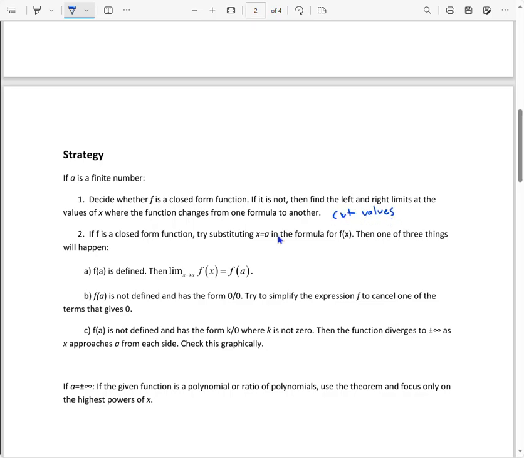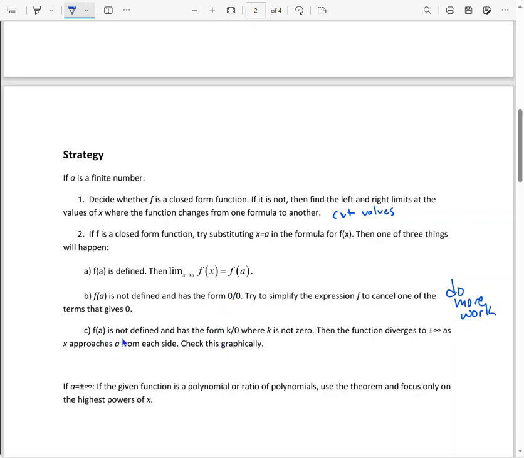If f is a closed form function, all right, anything that's not a piecewise function, try substituting x equals a in the formula. One of three things will happen. If f of a works, then we know the limit is equal to the function value, and we're done. If we substitute a for x and we get 0 over 0, we need to do more work. 0 over 0 is easy. We could simplify that all day long. I know it's a weird thing to say that it's easy when we can't divide by 0. But it is 0 over 0, all good.